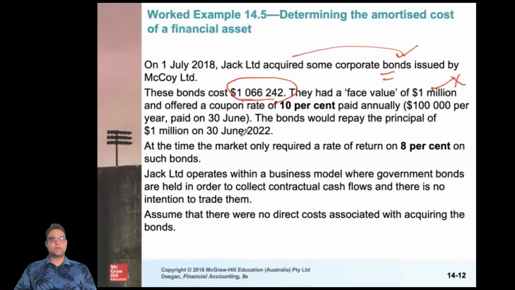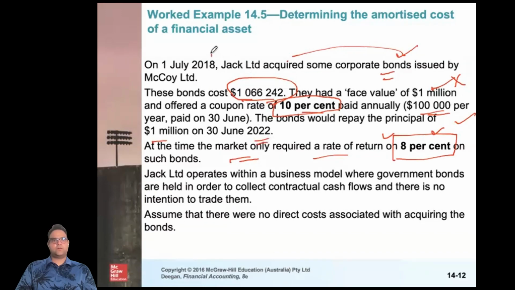So FMV is important. In this case, 1.066 million is the fair market value at which we're going to record them. Then they are saying they are making an annual payment of 100,000 per annum, which is 10% of the face value. Whereas the fair market rate for this is 8%. So the question arises: in order to calculate the interest, should we take the 10% or the 8%? We will take the 8% because 8% is the fair market rate of those bonds which they got from company A to company B. The bond would be repayable at 1 million on 30 June 2022.